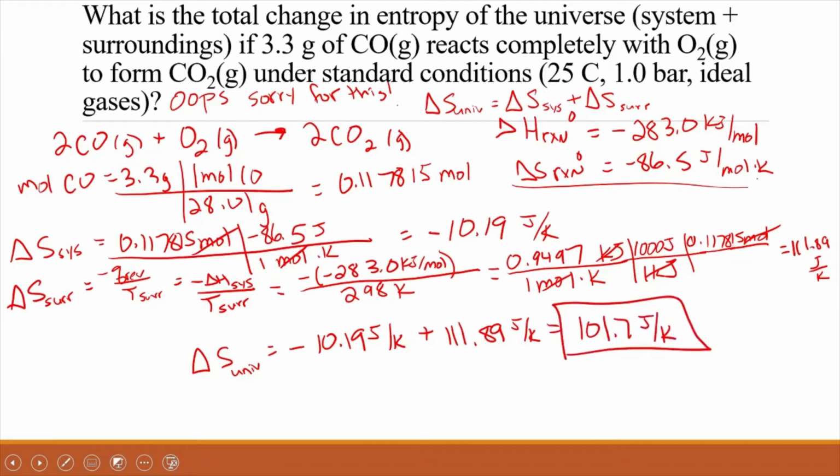Again, I'm sorry about this one. There's a lot of steps here, as you would have to go and find delta H reaction, delta S reaction, and it's kind of a pain. And you had to be able to make that change for the delta S surroundings to be negative delta H over T. So I apologize, this was a mean problem, but hopefully this gets you through it now.